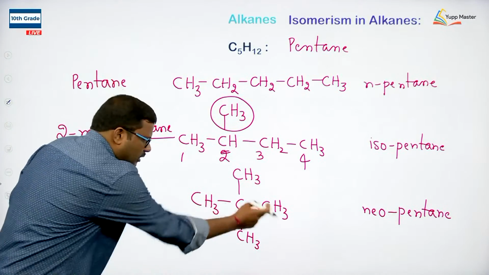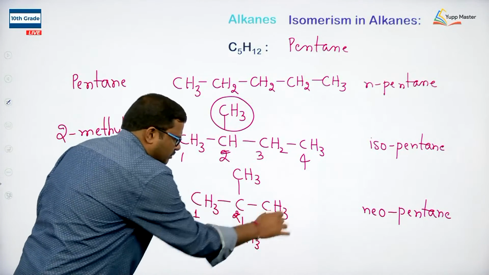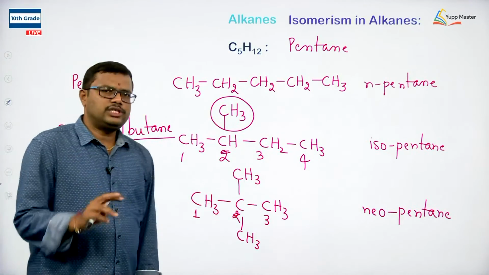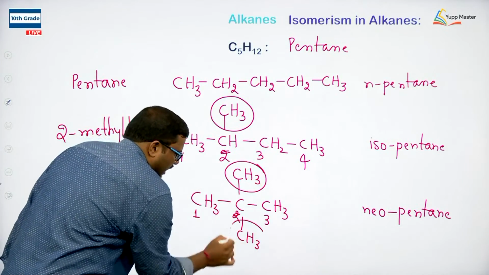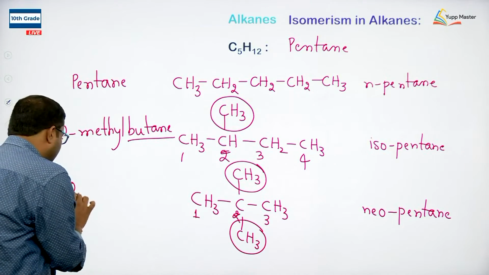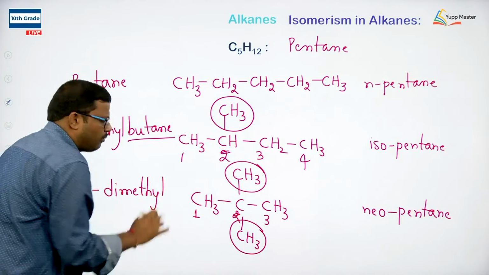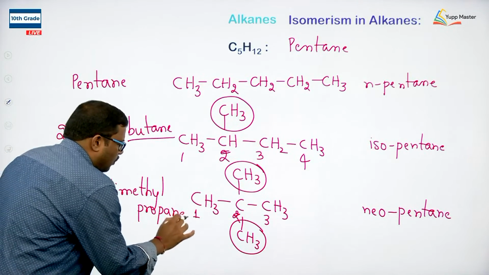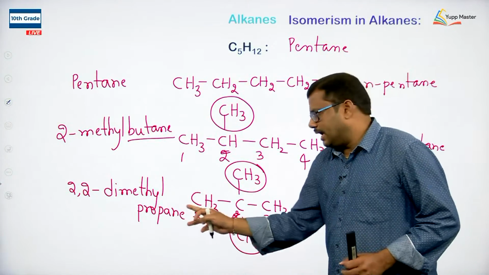Right, coming to neopentane, if you observe, I am selecting the continuous carbon chain which has 3 carbon atoms. If you select in any direction, you are going to get only 3 carbon atoms as a continuous chain. So the parent chain is propane, 3 carbons are present. But at the second carbon we have 2 methyl groups. So we can write it as 2,2-dimethylpropane. The IUPAC name of neopentane is 2,2-dimethylpropane.